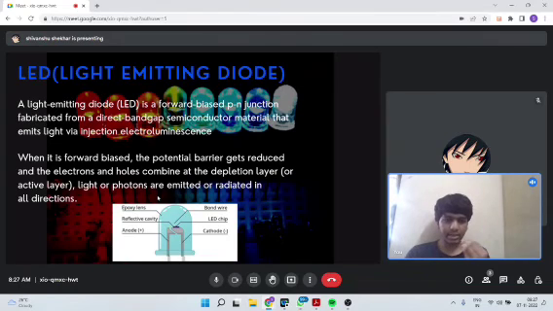When it is forward biased, what forward bias means is there is a positive side connected to the P side and negative to the N side. In this case, the potential barrier gets reduced and the electrons and holes tend to combine even more at the depletion layer, which is the layer between the P and N junction. Because of this combination, light is going to be emitted because there is a release of energy. When these carriers are combining, there is a release of energy, and this is seen in the form of light, photons, which are light particles of energy.